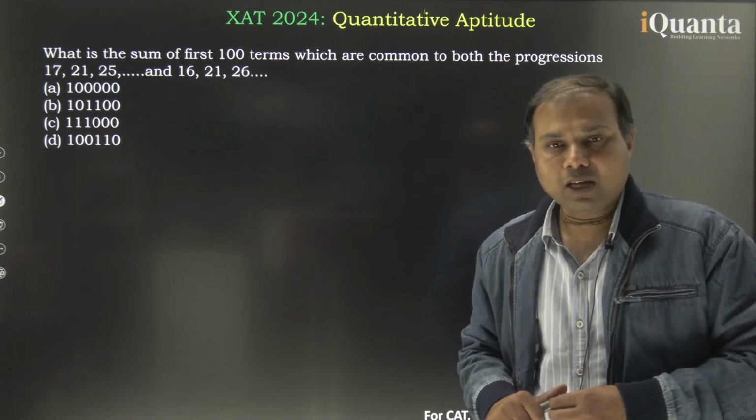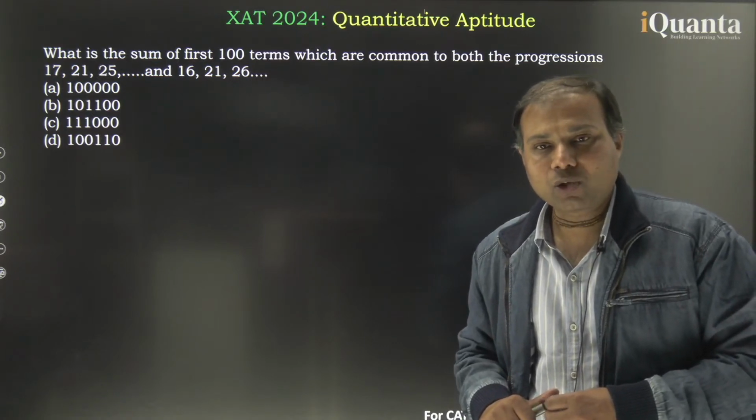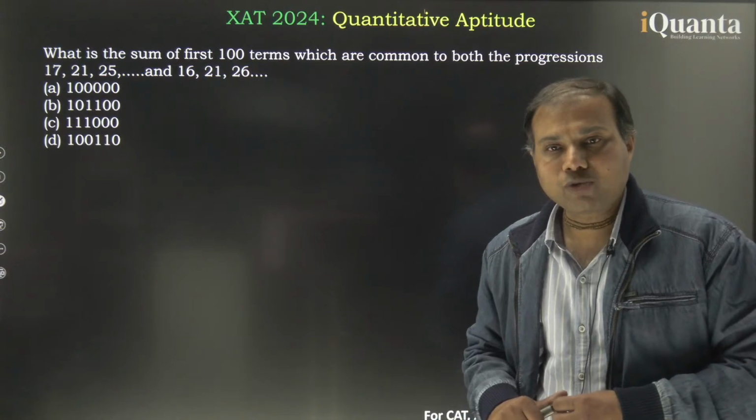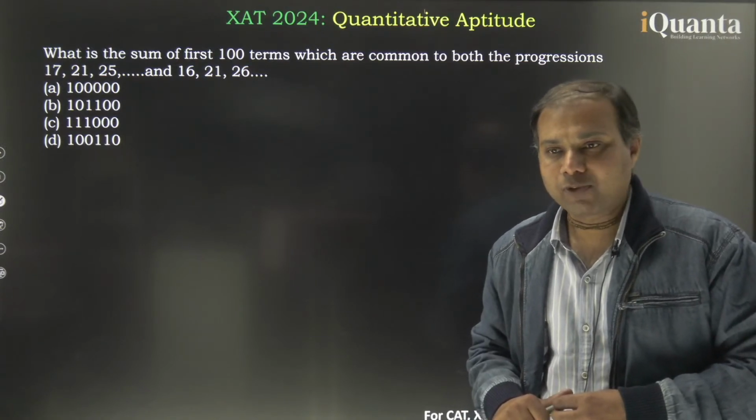So two progressions are given, 7, 21, 25 and so on, and another one is 16, 21, 26 and so on. Options are with you.